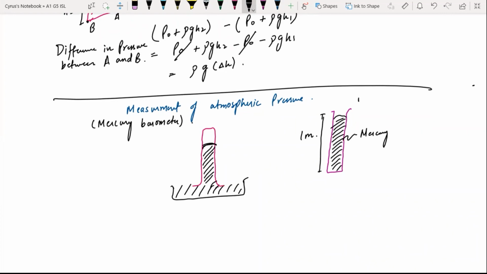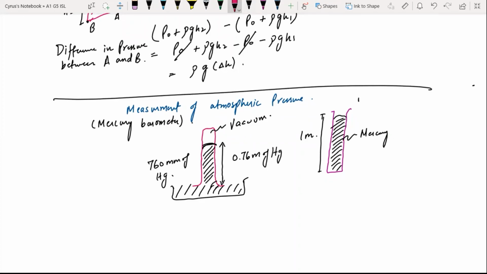Now, experiments show that this height from here to here is given by 0.76 meters of mercury, of Hg. Hg is the symbol for mercury. You can also write here 760 millimeters of Hg. If you look closely here, this is the vacuum that we have, and this is 0.76 meters of Hg. Why is this height 0.76 meters of Hg?